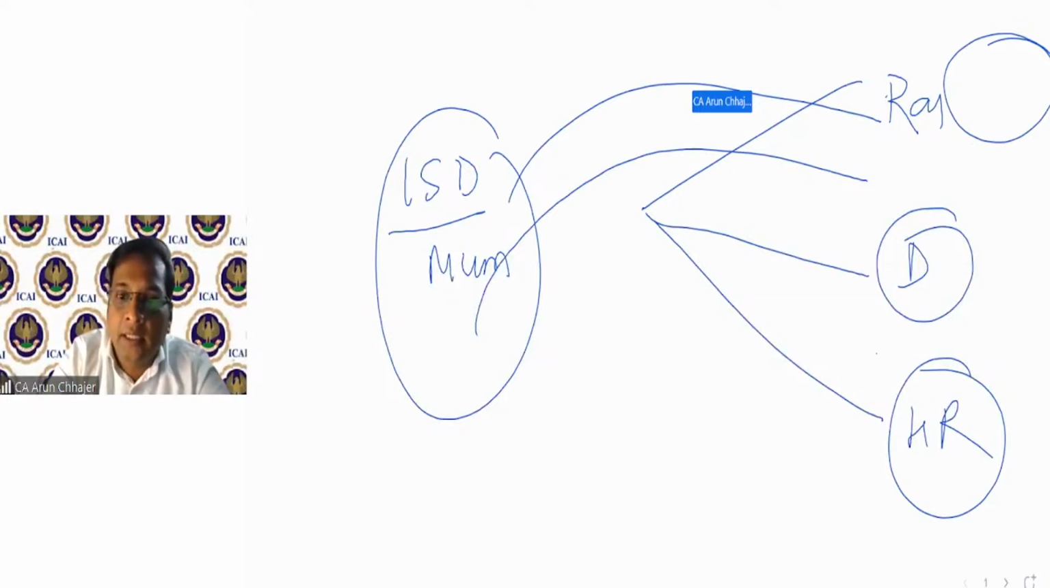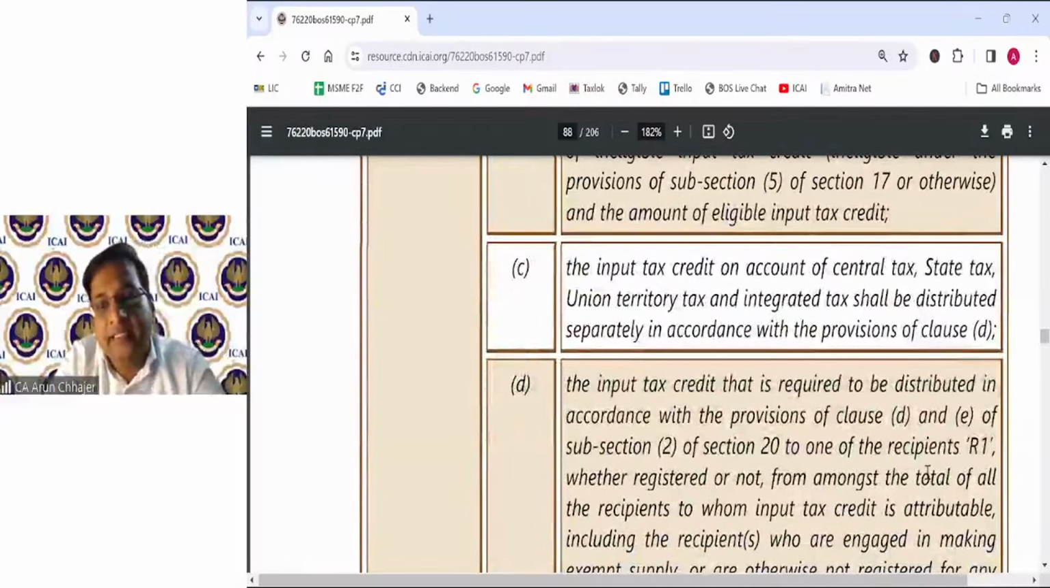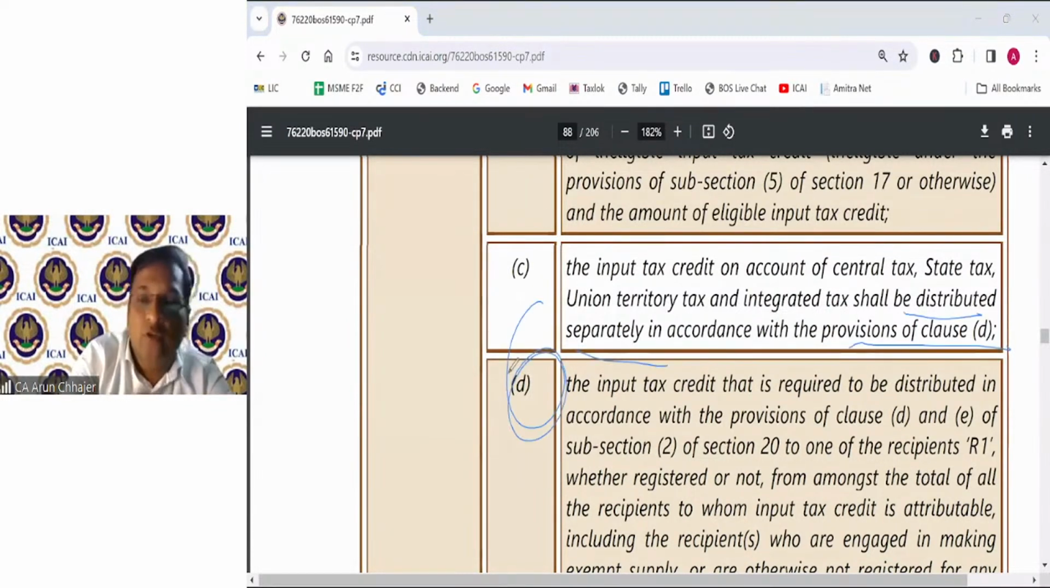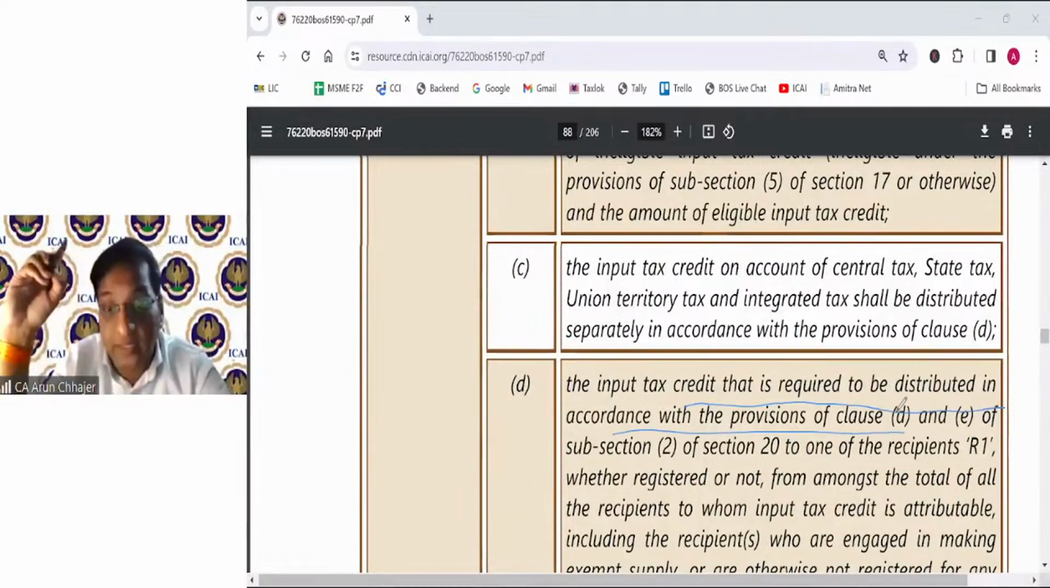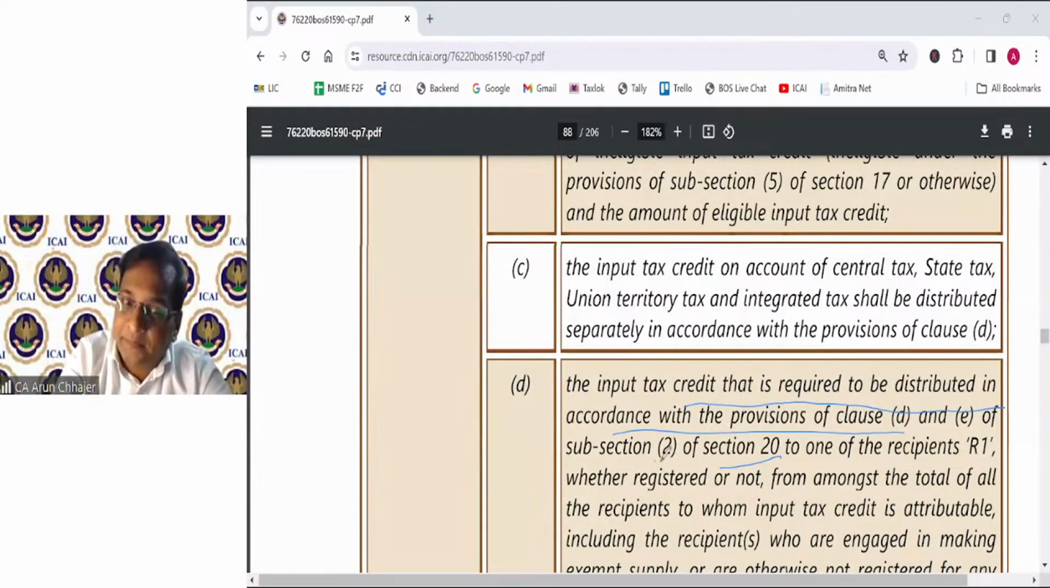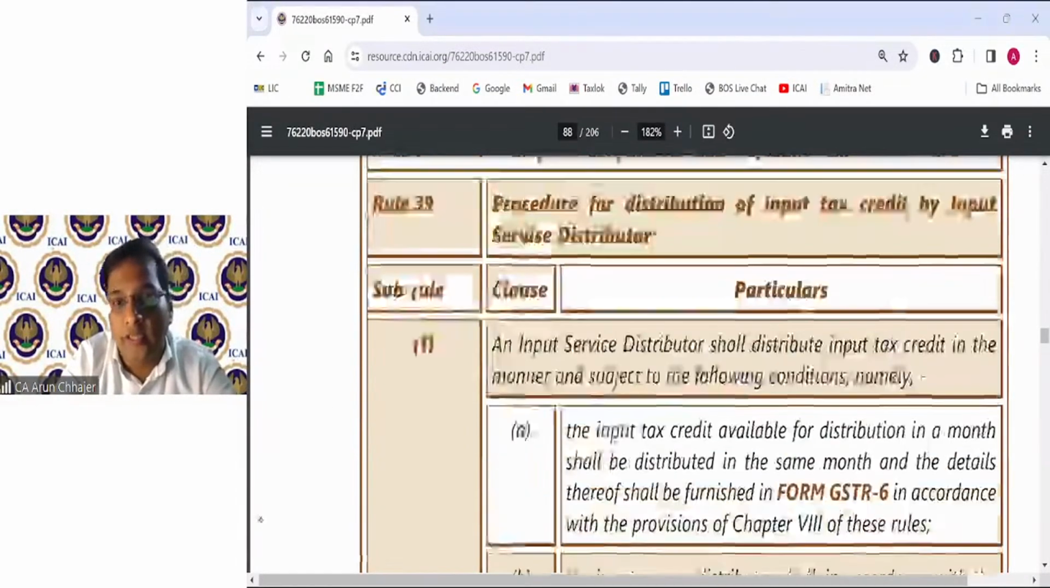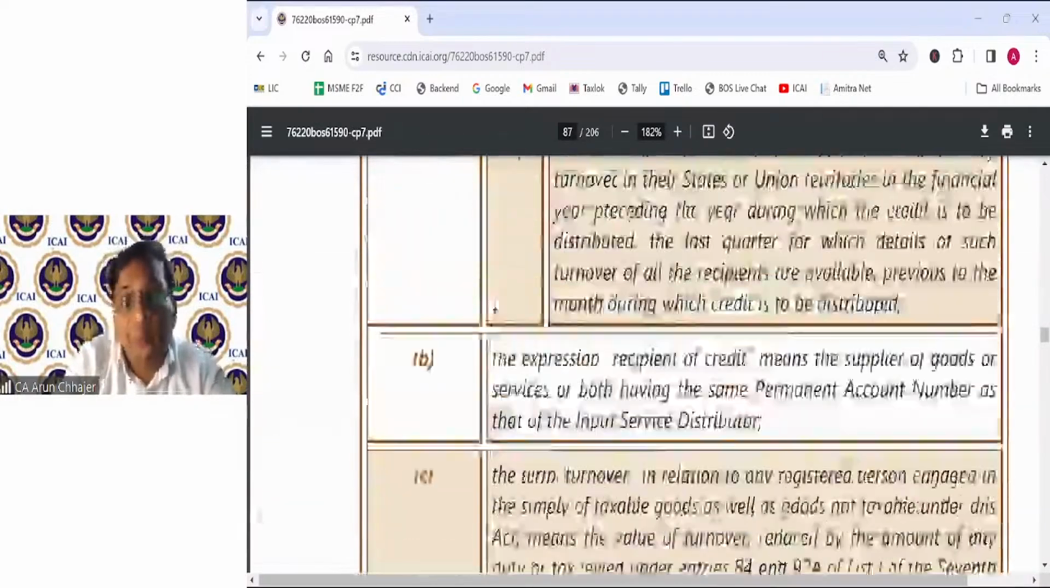Let me go again. Then they are saying the input tax credit on account of CGST, SGST, UTGST, IGST shall be distributed separately in accordance with the provision of the clause D. Let's read the clause D. So we are having the reference of the clause D. What is the clause D? Clause D says that ITC that is required to be distributed in accordance with section 20, subsection 2, clause D and E. Let me go to the clause D and clause E of section 20, subsection 2.